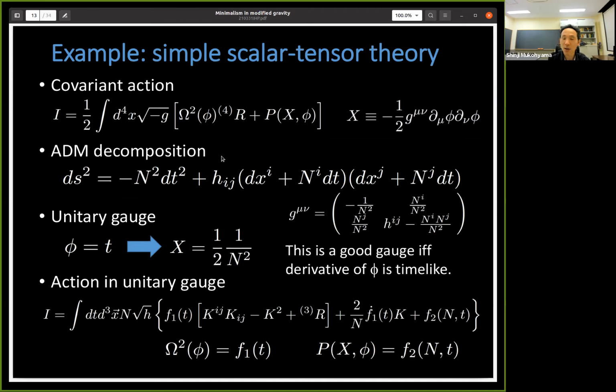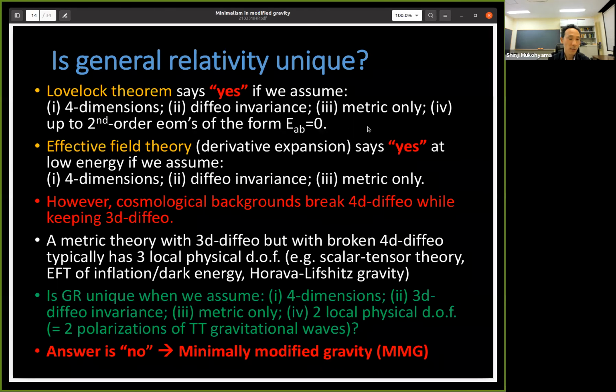Of course, it is a 3+1 decomposition, but everything is written in terms of the metric. But we know that this theory has not 2 but 3 degrees of freedom, because it is equivalent to this action, which has a scalar. Not only the metric but also a scalar, and we usually have 3 degrees of freedom. So metric theories with 3D diffeo, but with broken 4D diffeo, tend to have 3 local physical degrees of freedom. This is not what we want.